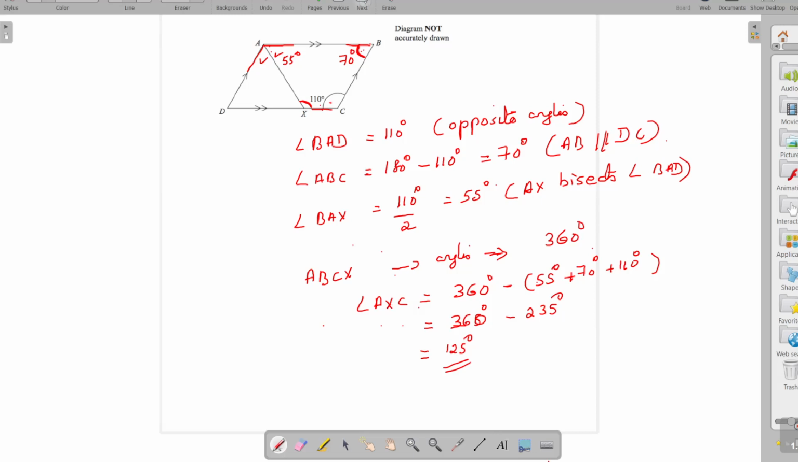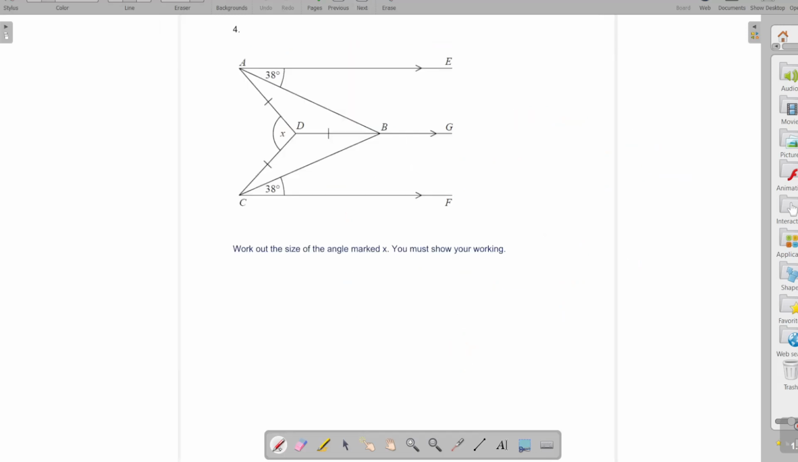Let's go to the next question. Question 4. Work out the size of the angle marked x. You must show your working. So this is what we need to find. So we know this is parallel. These all three are parallel lines. So we could say this is parallel.